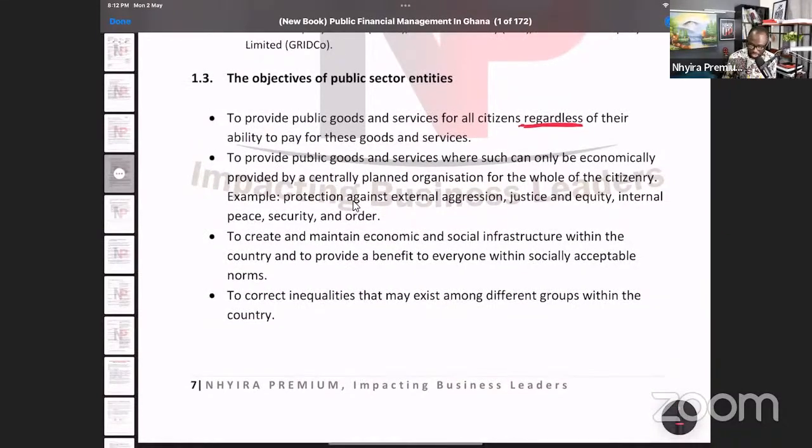Two, to provide goods and services, public goods and services, that can only be economically provided by a centrally planned organization. In other words, there are certain services you can't put a price on. If you put money on it, then people are screwed, like protection against external aggression. Imagine privatizing the Ghana Police Service, the Ghana Army, the Ghana Navy. Imagine it being a private entity. It's going to be serious.